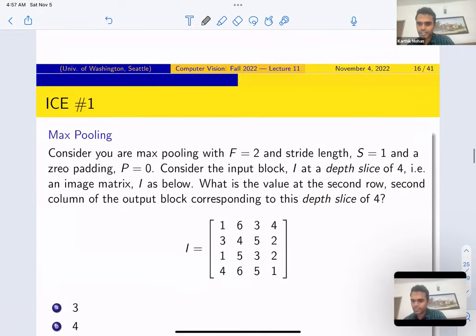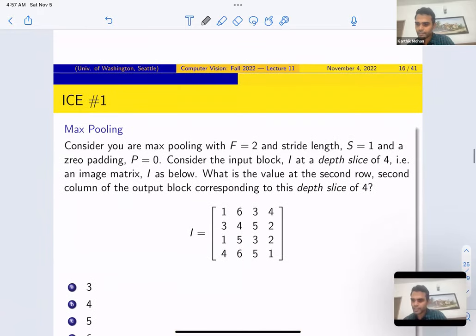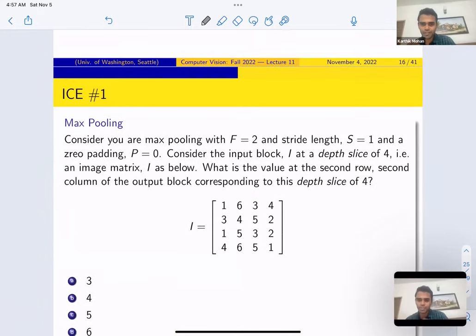Okay, so to understand max pooling better, just to make sure you got everything down, let's do a quick in-class exercise to work on a max pooling with F equals 2, a stride length of 1, and 0 padding, P equals 0. So notice here, this combination is an overlap, right?